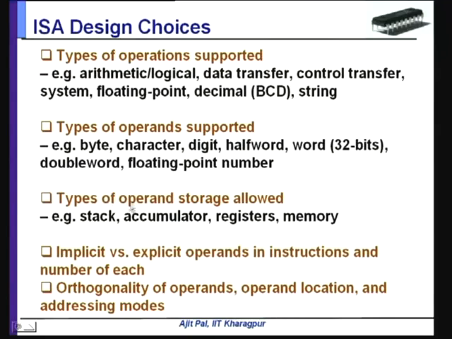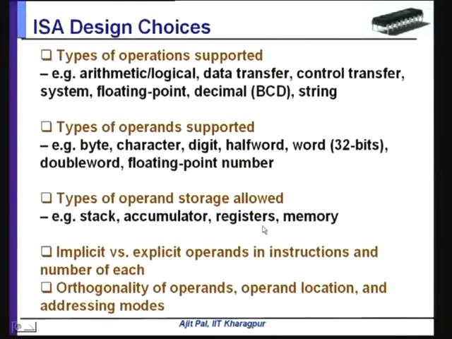Then types of operand storage allowed. Again, where will the operands be stored? Obviously, either in registers or in memory. These are the two alternatives available. There can be various types of storage facility like stack, accumulator, then registers. Registers can be of two types, special purpose registers and general purpose registers, then memory. By memory we really mean the main memory from where the processor accesses various operands and also instructions.